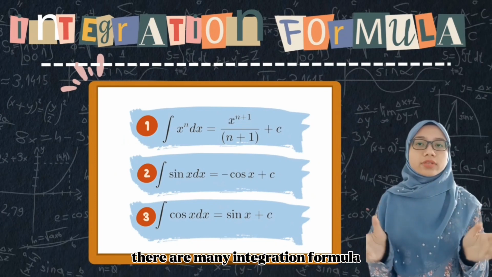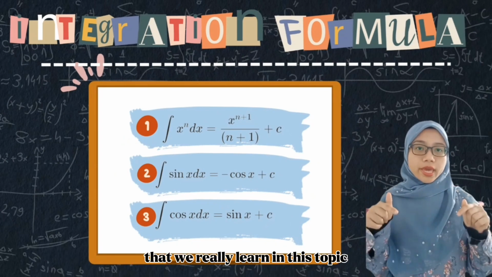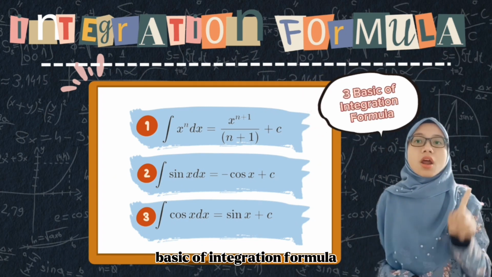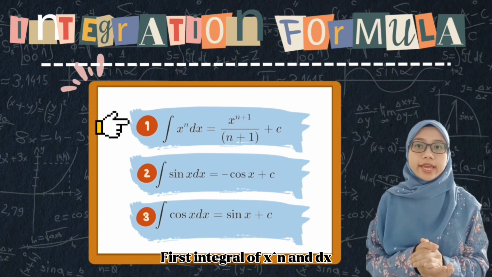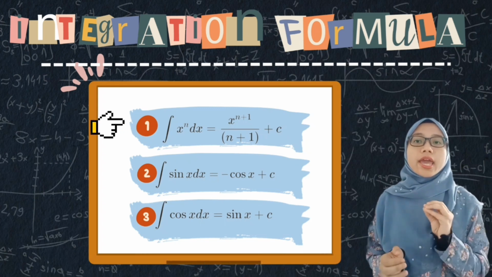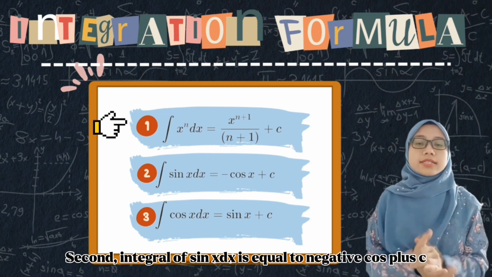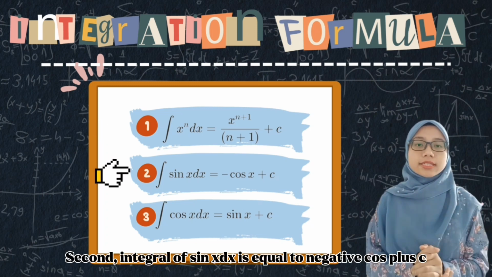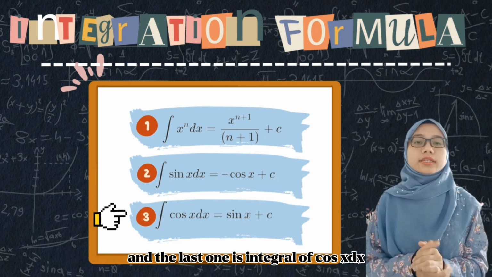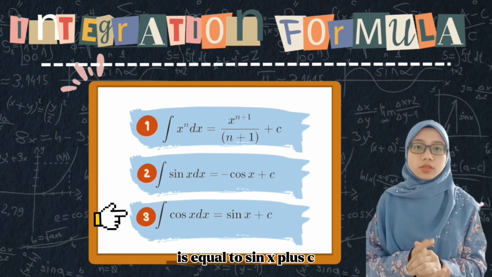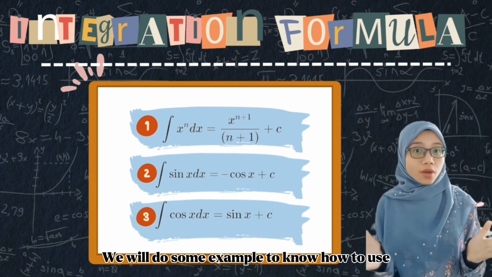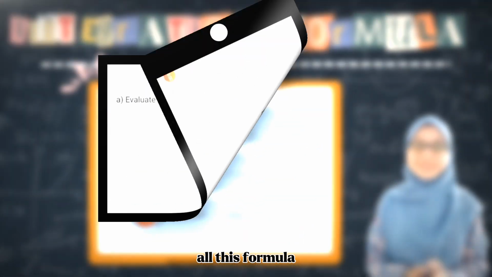Next, the integration formula. There are many integration formulas that we will learn in this topic, but I want to focus on the 3 basic integration formulas. First, the integral of x^n dx is equal to x to the power of n plus 1 over n plus 1 plus c. Second, the integral of sin x dx is equal to negative cos x plus c, and the last one is the integral of cos x dx is equal to sin x plus c. We will do some examples to know how to use all these formulas.